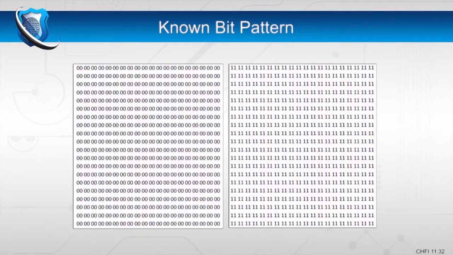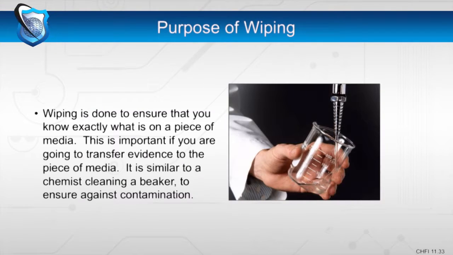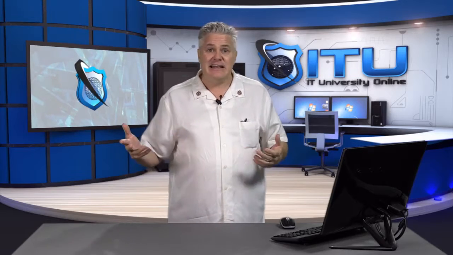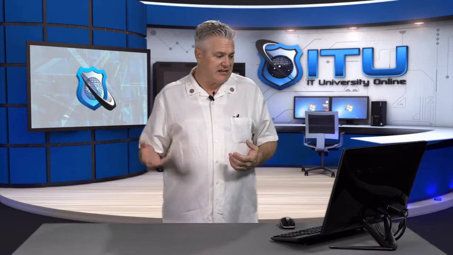What you really want is a known bit pattern like this written to those drives, all zeros or all ones. That's really what you want out of this. You want to write all zeros and all ones. This takes a pretty long time if you've got a large drive. And the purpose of wiping is just like those science experiments that you had in chemistry class when you were in high school. We could taint the information. We've got to clean out that particular beaker that we're using so that it doesn't screw up our experiment. That's the purpose of wiping.